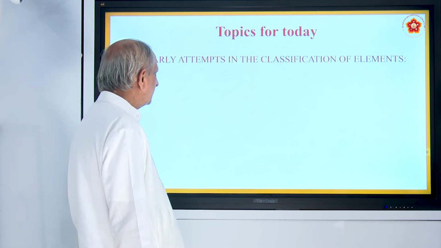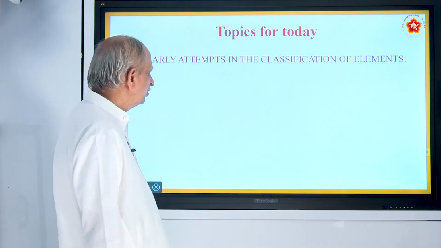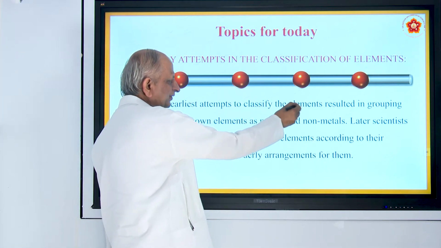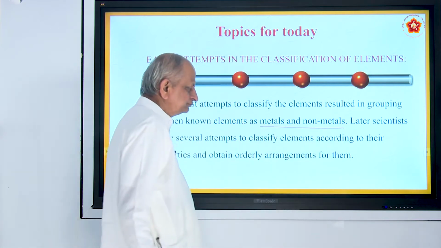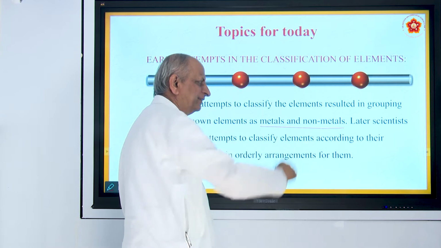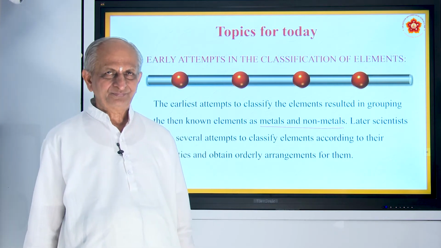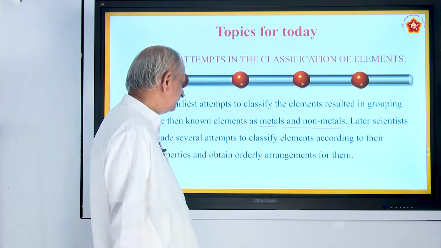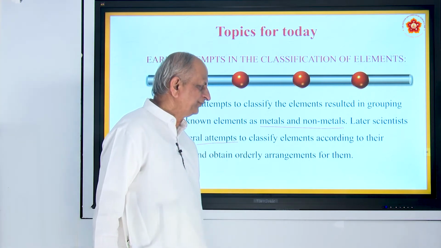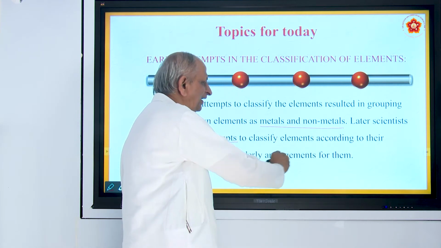Classification. And regarding early attempts at elements, there are different types of classification. The earliest attempt was to classify elements into metals and non-metals. There are around 90 metals, and the remaining are non-metals. But with around 90 metals, it is difficult to make out the properties. Is it not? So a more scientific classification was needed. So scientists made several attempts to classify the elements according to their properties and obtain orderly arrangements.